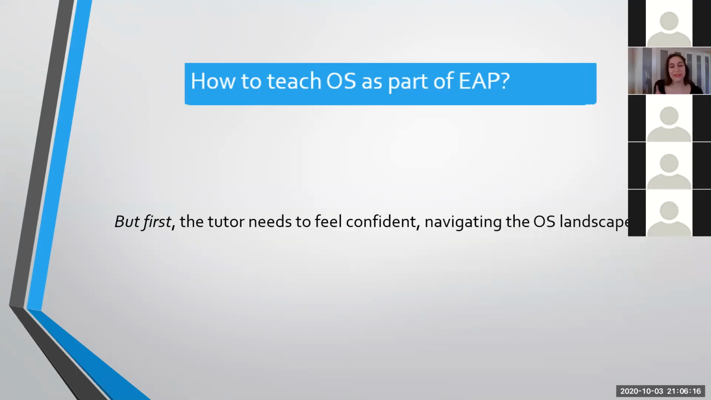But first, what's really important is that the tutor needs to feel confident navigating the open science landscape. So in order for us to teach open science resources and tools to students, we need to feel confident with them. So we need to test out everything we want to teach and really get familiar with all of the abundant resources out there.